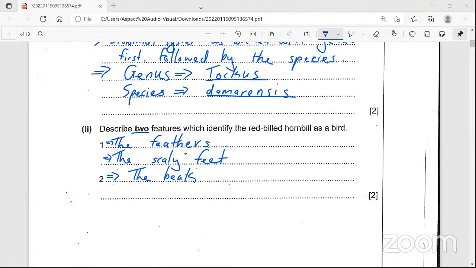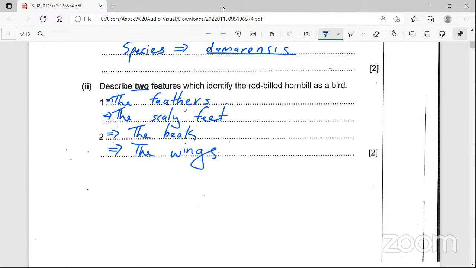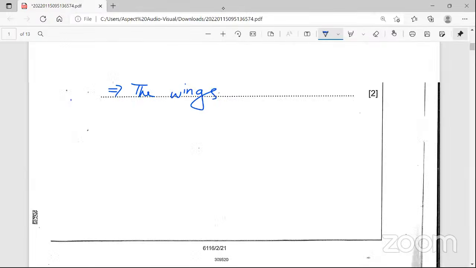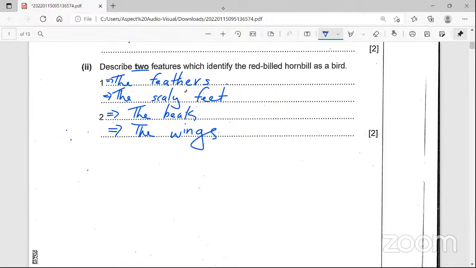The wings. The 4 limbs modified to form wings. Yes. So mentioning the wings as well. 2 pairs of wings or 1 pair, guys. The wings. Right. So any 2 from there, I think you'll get your mark. Right. Are we done with that question? Yes, sir. So can we move on to the next one?